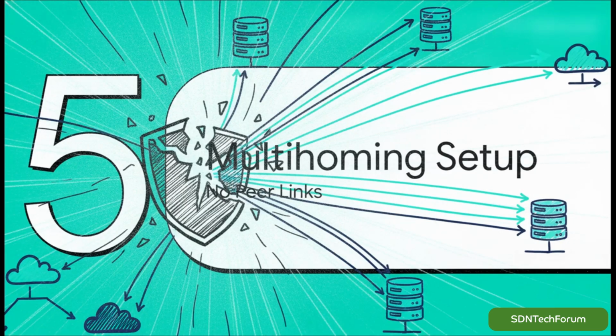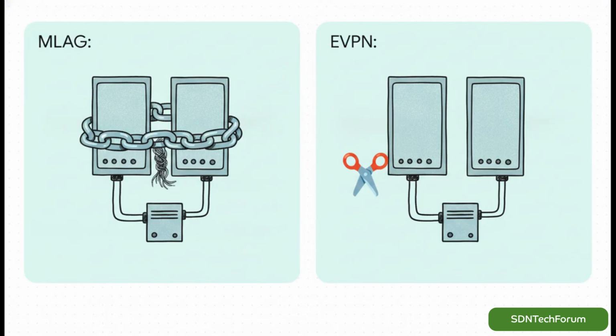Moving on to Section 5, Multihoming without peer links. Let's tackle multihoming and see how EVPN completely shatters the limitations of those older dual homing technologies. If you have ever had to configure MLAG or VPC, you intimately know the pain of sacrificing your high-speed, expensive physical ports just to create a peer link. Not to mention the constant headaches of managing keep-alive links. EVPN multihoming completely changes the game here. With EVPN, you require absolutely no dedicated physical peer links between your leaf switches. Zero. So how does it work?